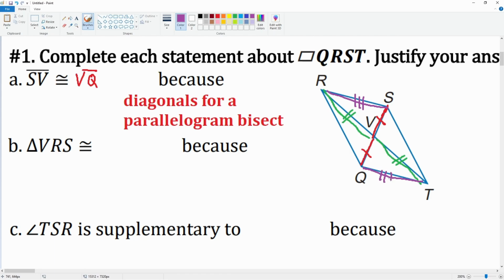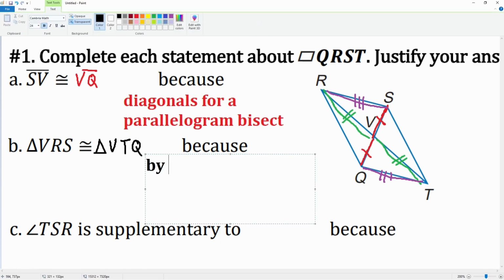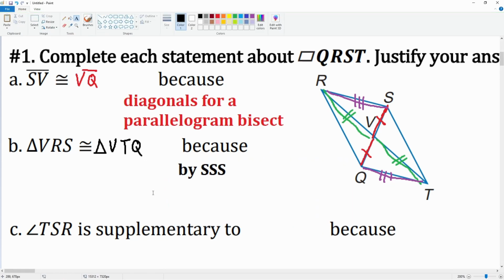And that's by side, side, side. So we can write here that this is congruent to triangle VTQ, and we can write something like by side, side, side. You can prove that those triangles are congruent by side, side, side, because we are given three sides.